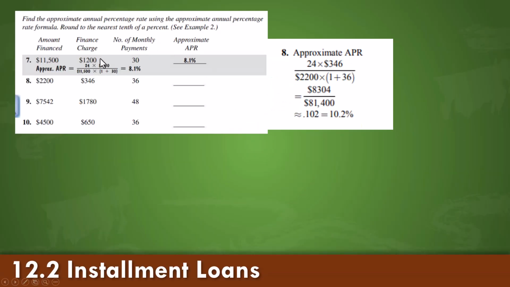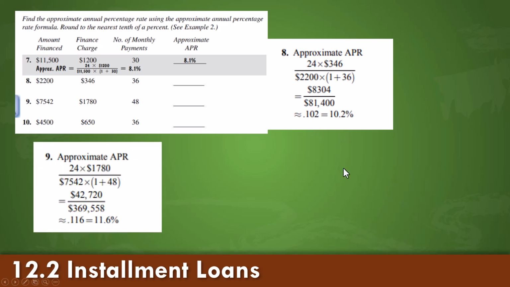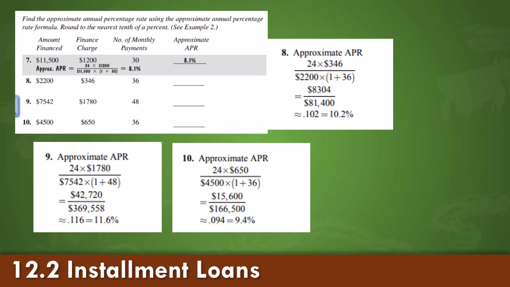In this case here, we've got the amount financed, the finance charge, the number of monthly payments, and the approximated APR. We're using the same formula discussed. So, for number 8, let's take 24 times our finance charge over the amount financed times 1 plus the number of payments. Calculating out, we get 10.2% approximate APR. 9 and 10 are also demonstrated for you here.